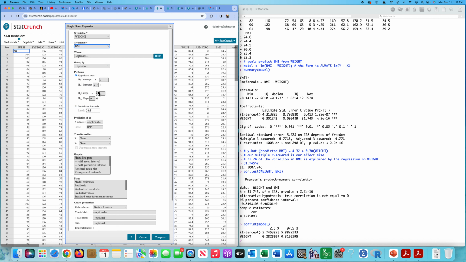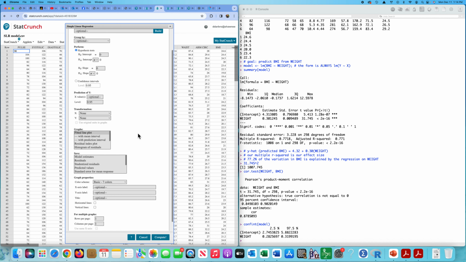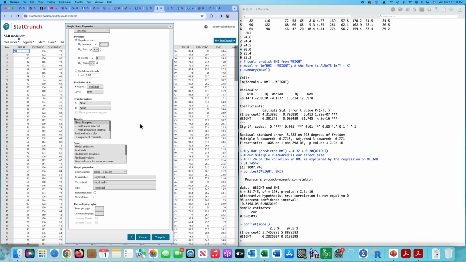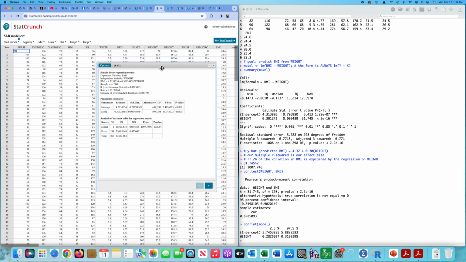Now, I want my hypothesis test first for the intercept and slope. I'm not going to get into these things yet. We'll get into that next video when we start looking at how to test assumptions and how to write things up and so on. I think this will do it. So let's just go compute, and let's look at the difference.